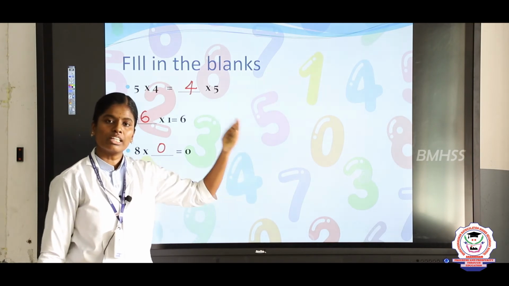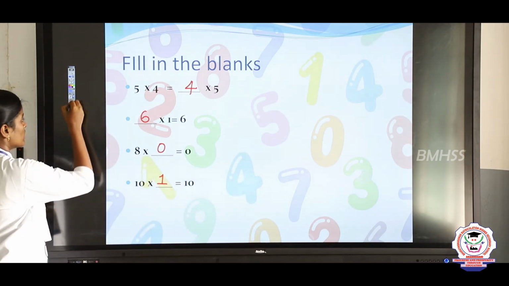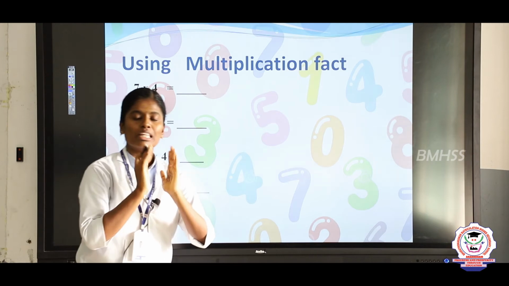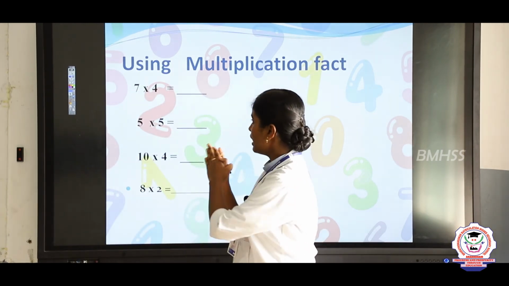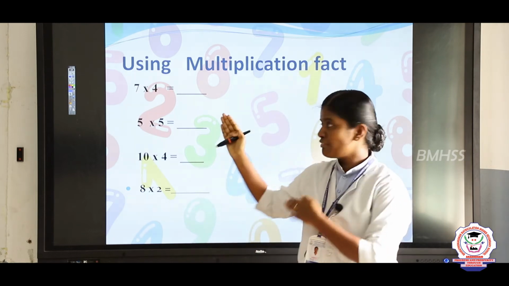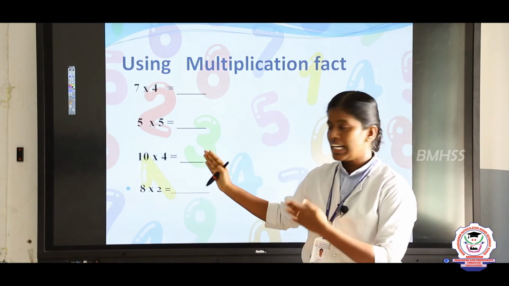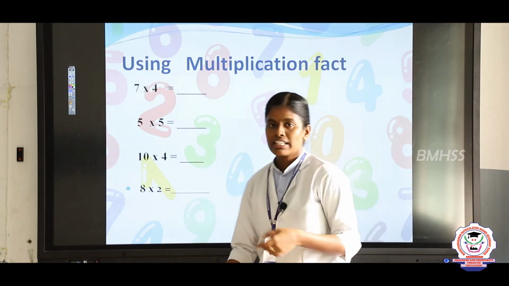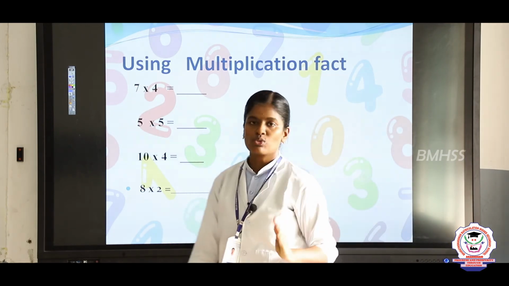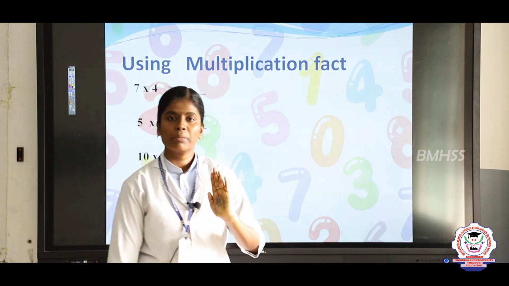Next we are going to see the next topic. The next topic is using the multiplication table. The first question is 7 4s are, 5 5s are, 10 4s are, 8 2s are. So using the multiplication table.